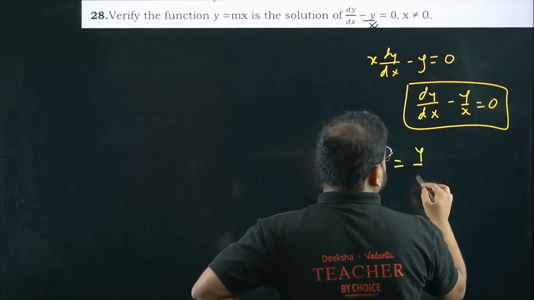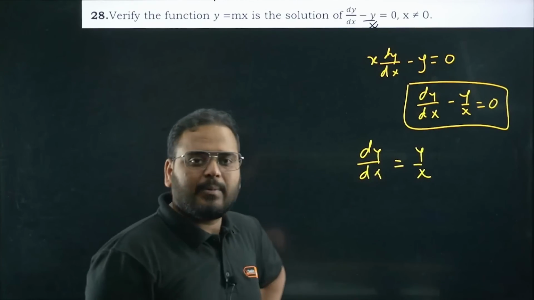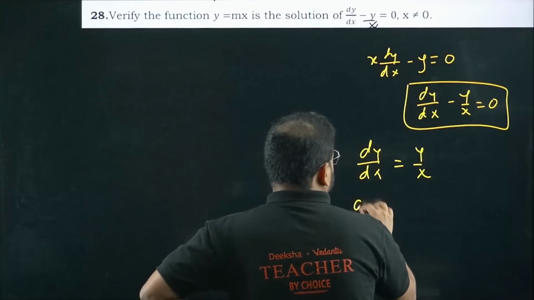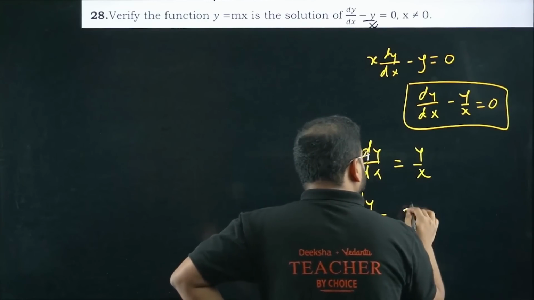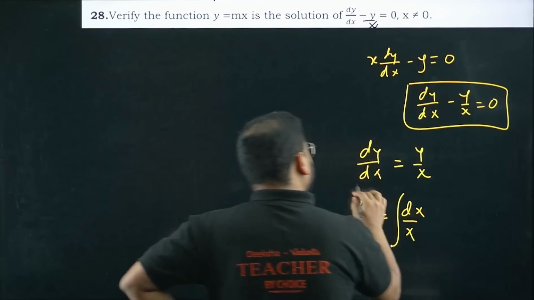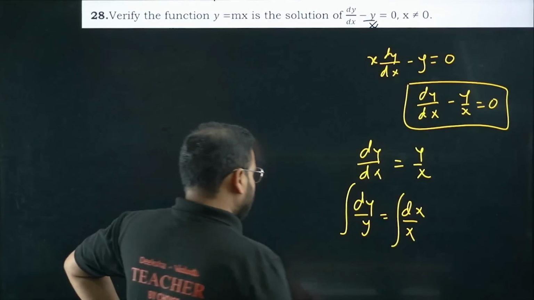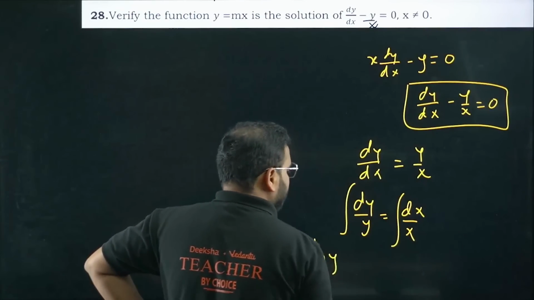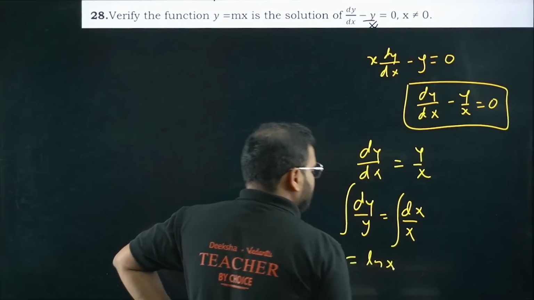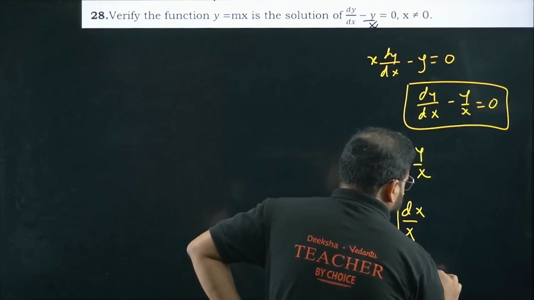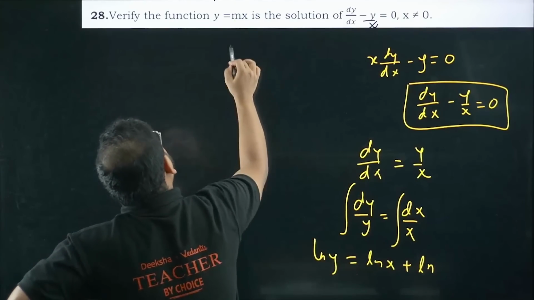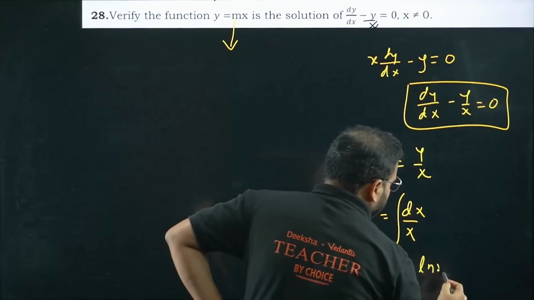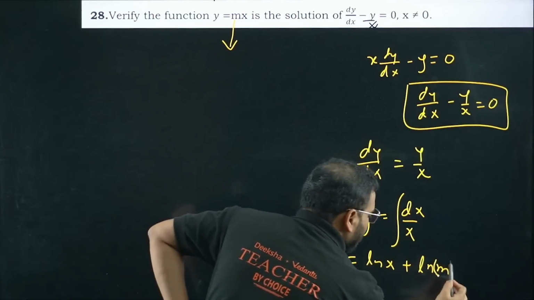dy by dx becomes equal to y by x. We can apply the variable separable form. Very simple. dy by y equal to dx by x. Integrate on both sides. Giving me this value as ln y, which equals ln x plus ln c, I usually take, but in this case we have the constant as m, so I'll take this as ln m, log of m.